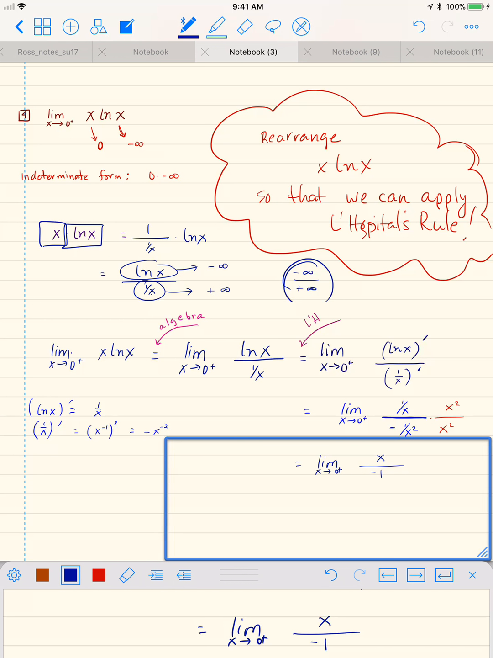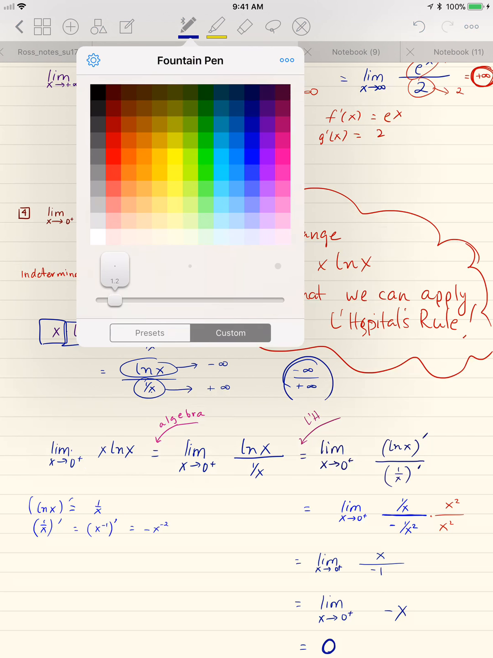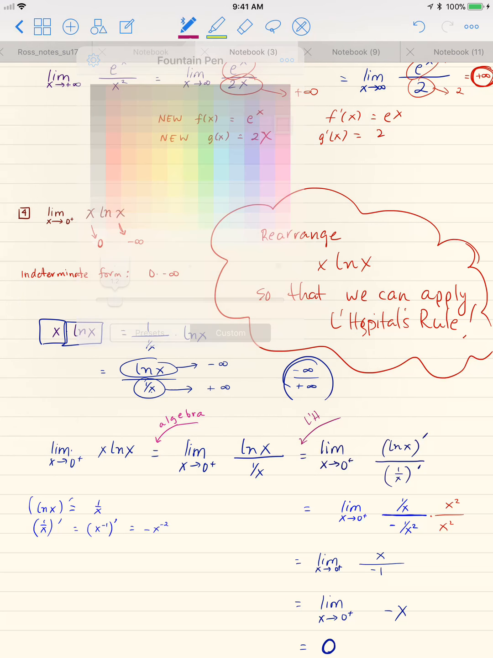Okay, so this is just equal to the limit as x approaches 0 from the right of negative x, which is just going to be equal to 0. Okay, so now let's just go back and show the steps.